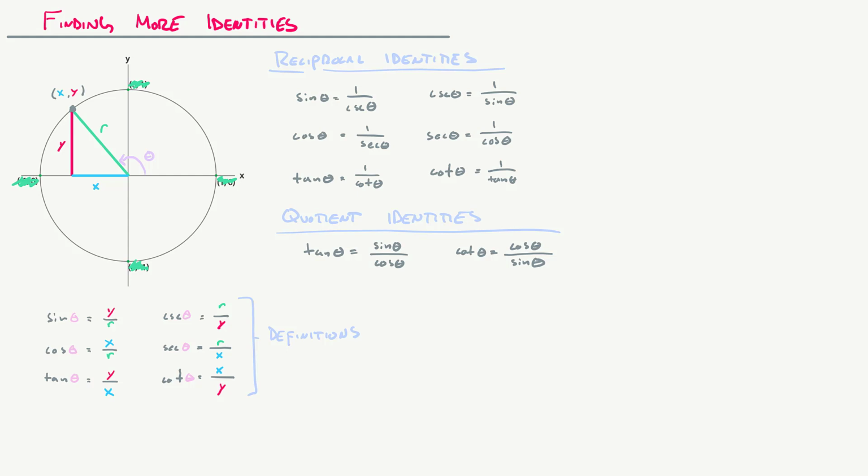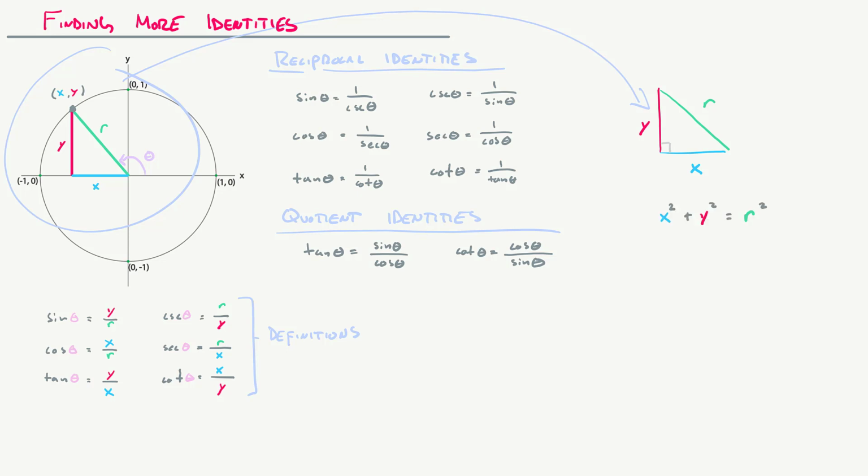But what I want to do is add to this list, okay? Today we're going to talk about finding more identities, 9 more identities in fact, which sounds like a lot, but it's really not. It comes in 2 categories, 2 flavors of identities today. The first one is examining this triangle, okay? I'm basically extrapolating this triangle and putting it over here, and we're going to do some Pythagorean theorem business with this stuff. x squared plus y squared is equal to r squared is the Pythagorean theorem.